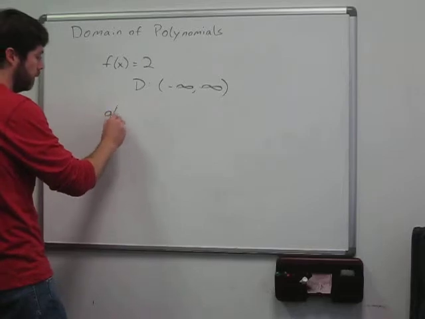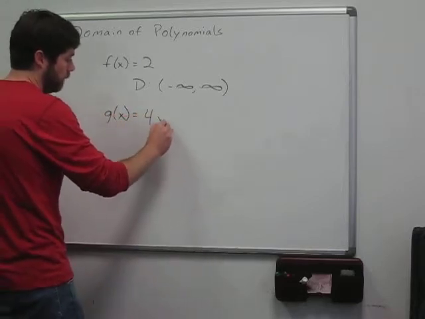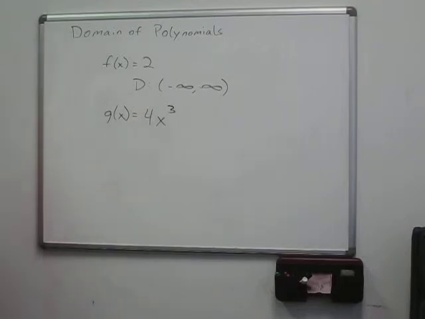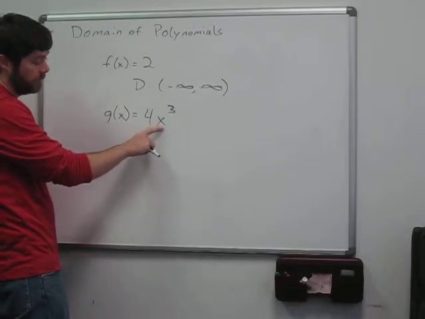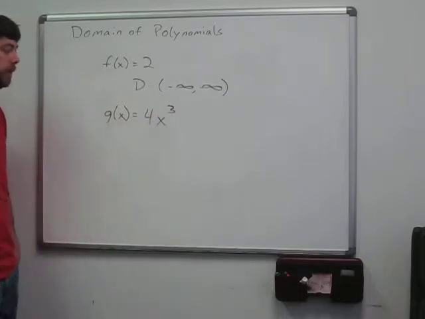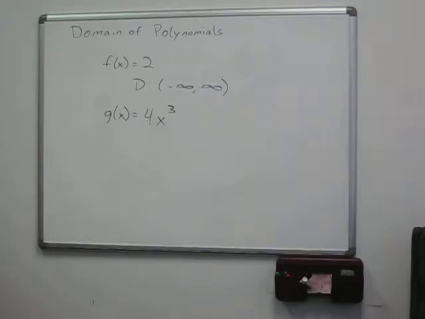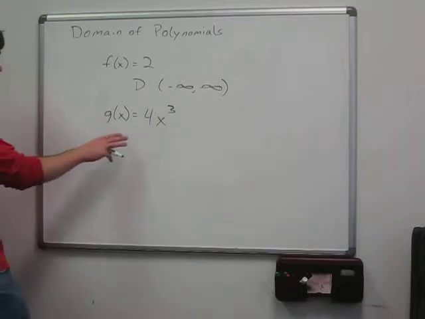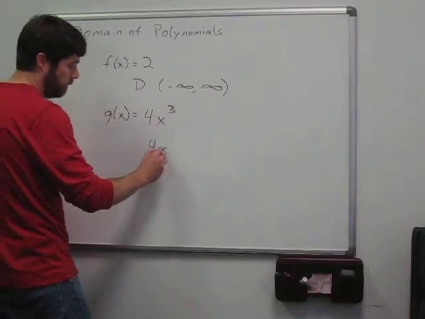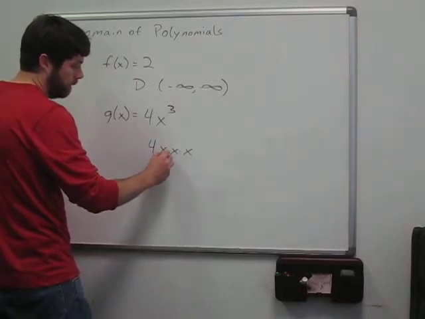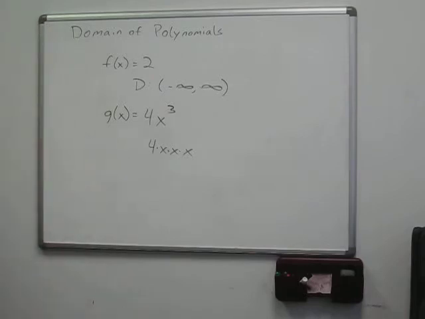Let's look at another basic polynomial, one of the so-called power functions. A power function is just some real coefficient times x to a natural number exponent, like x to the first, x squared, x cubed, x to the fourth, and so on. If we were to compute this function for any real number, it's just going to be 4 times x times x times x. So it's a finite product of real numbers.